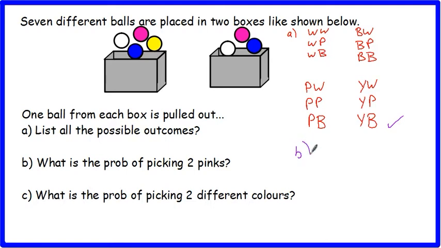Part B. What's the probability of picking 2 pinks? 2 pinks, that's the only one that happens. So 1 out of 1, 2, 3, 4, 5, 6, 12 in total.